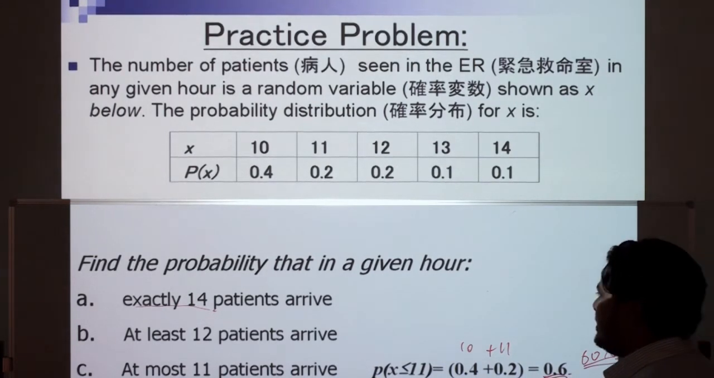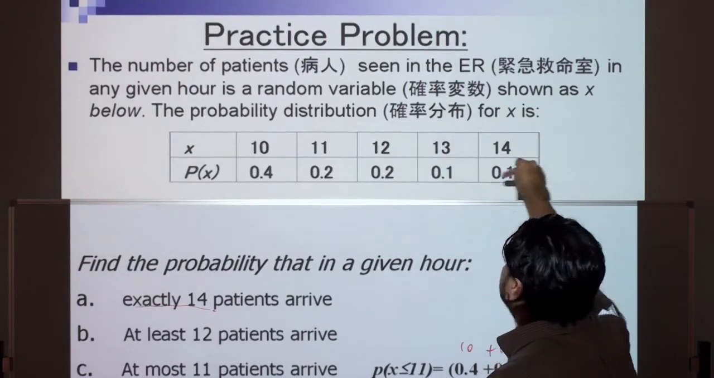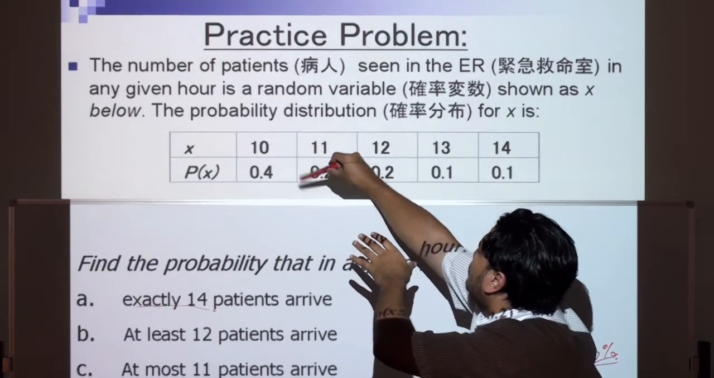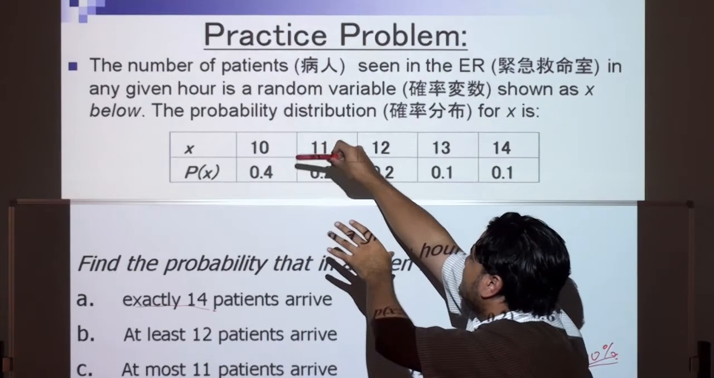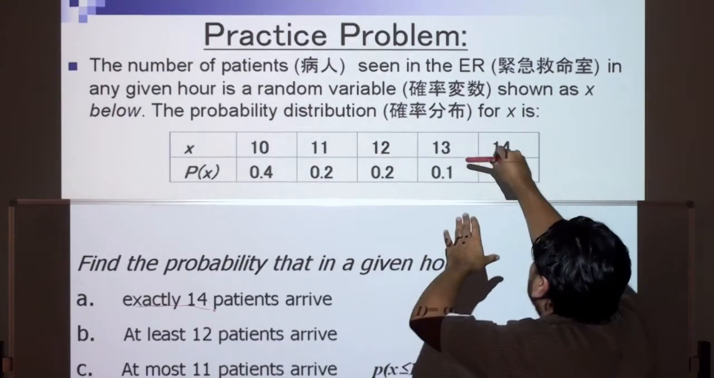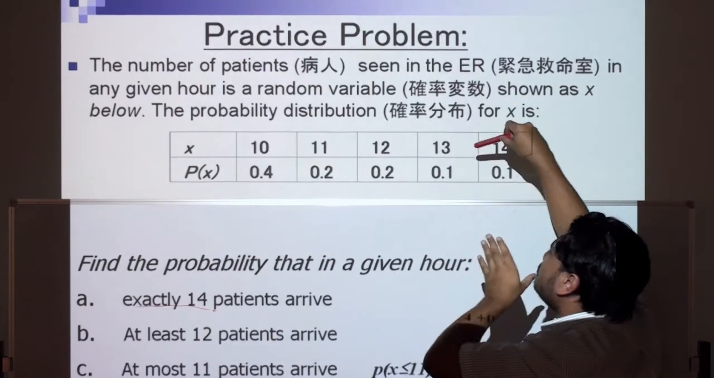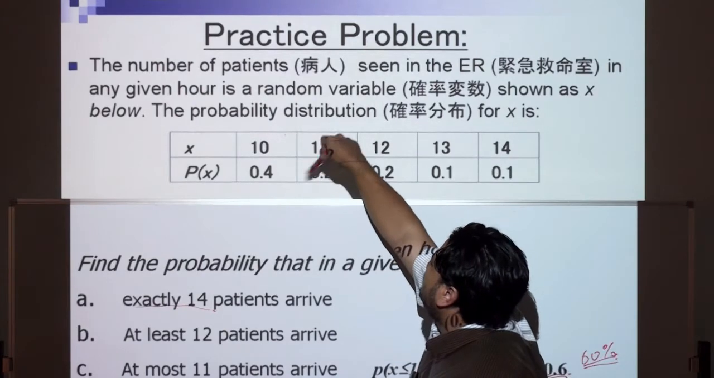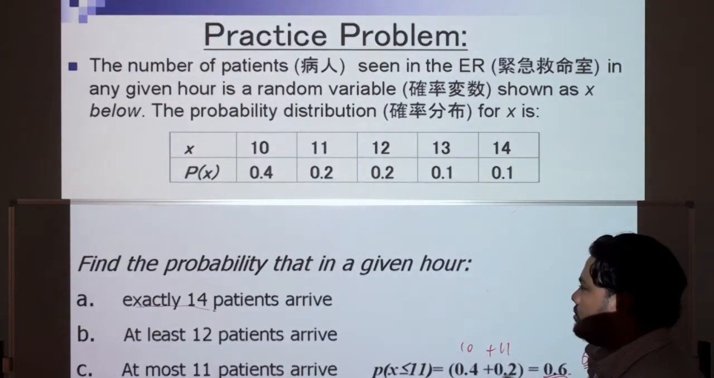Okay, can you see what we're doing here? Each of these numbers has a different percentage, a different weight. This one occurs more than this, and this, and this. 40% of the time, 10 people will be there. To get 13 people in the ER, that happens only 10% of the time. So basically that is more popular, more powerful, seeing 10 people. Okay, more on this shortly.